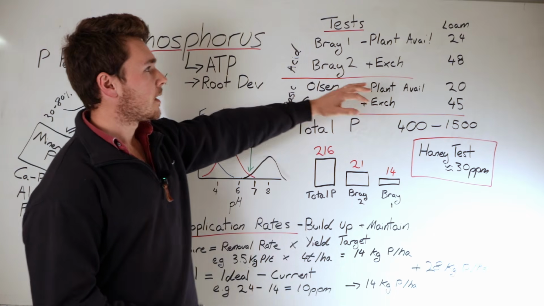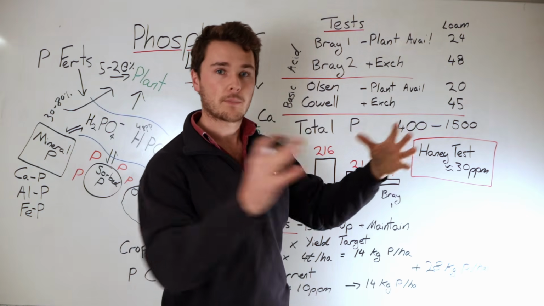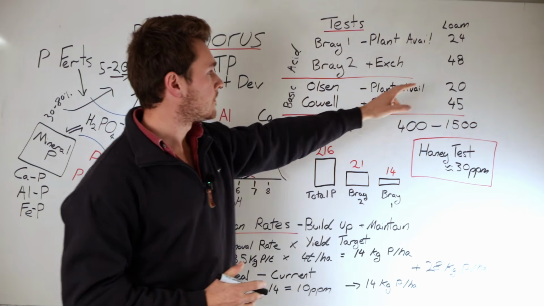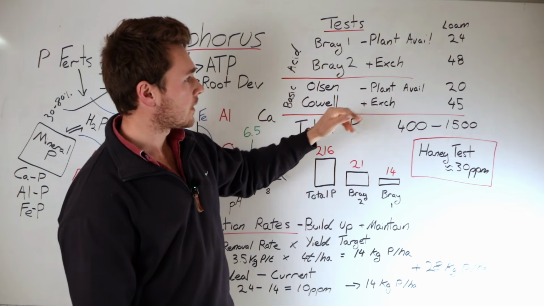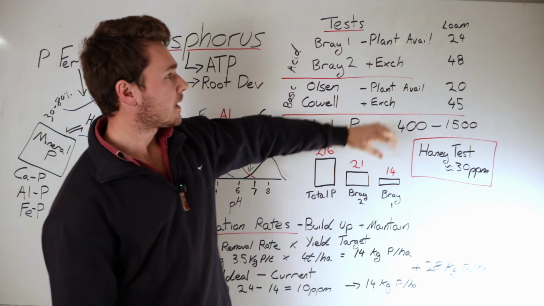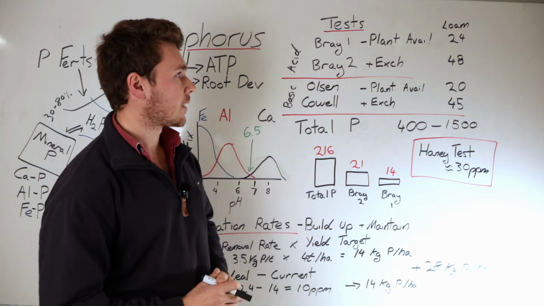Likewise with our Bray 2, it's going to be higher because it's looking at more of those exchangeable nutrients, so a bigger portion of that pool. And typically we're looking at 48 parts per million for a loam soil. Now if it was basic, the Olsen will be looking at around 20 and the Colwell about 45. So you can see here the numbers are more or less similar. There'll be a bit of a difference, but really that's kind of what you're aiming for.